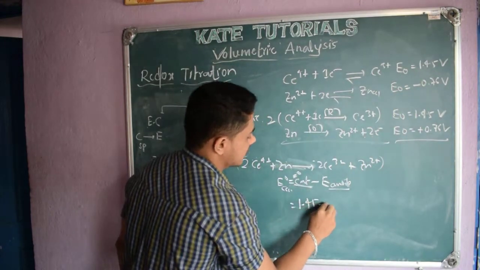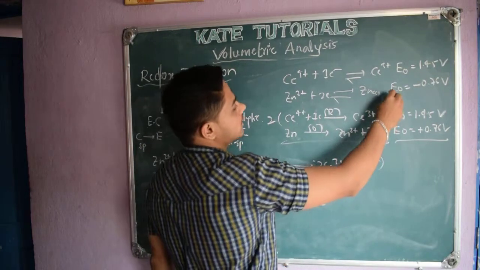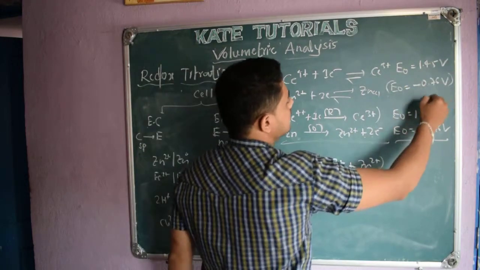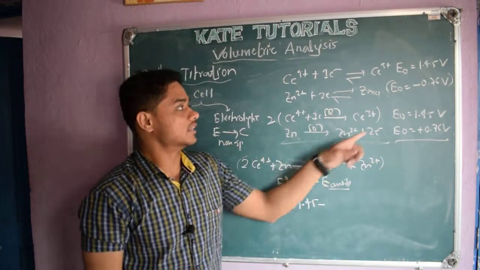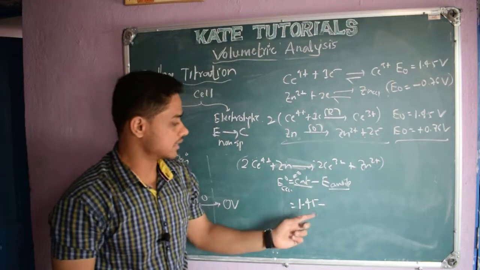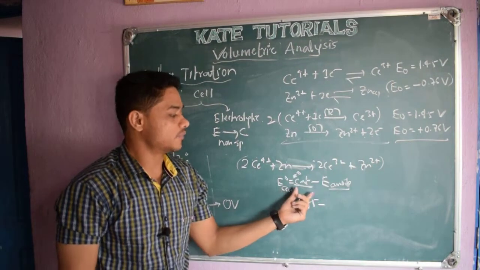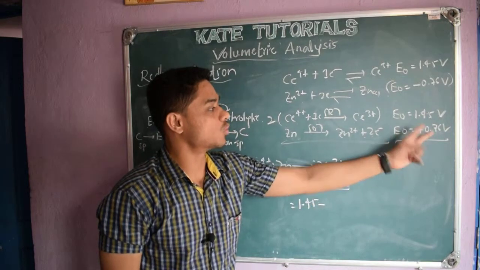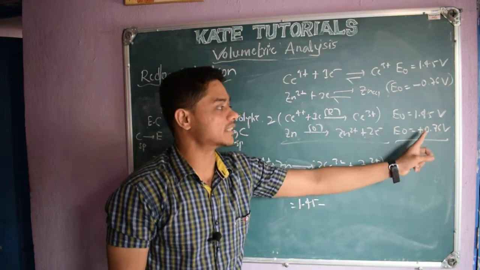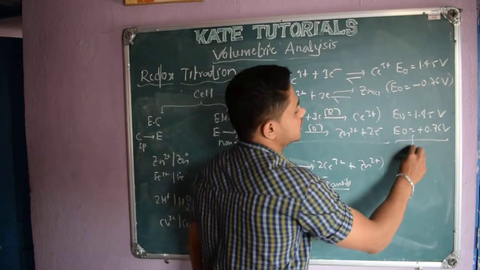1.45 volt minus E naught of anode. Anode, it is undergoing reduction. Sorry, this anode, this zinc, is undergoing oxidation. They have given reduction potential. To calculate this E naught of cell, we make use of only reduction potential, whereas I did it ulta, right? So minus becomes plus. This is oxidation potential.